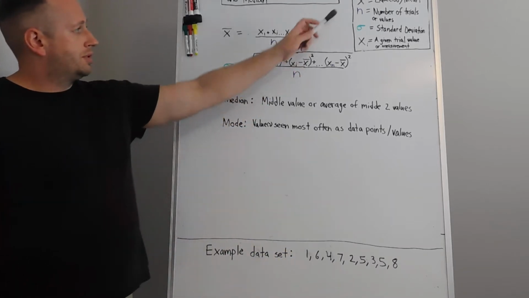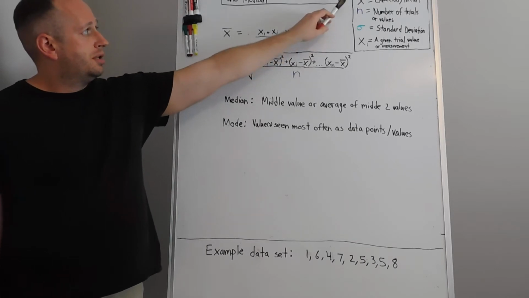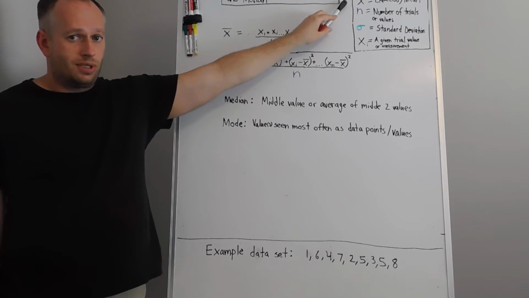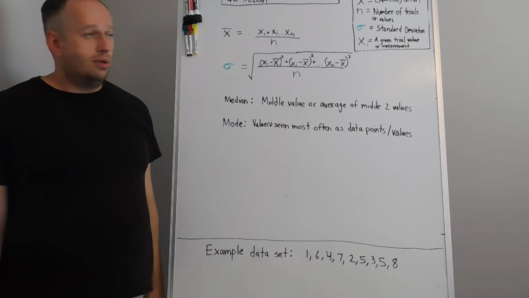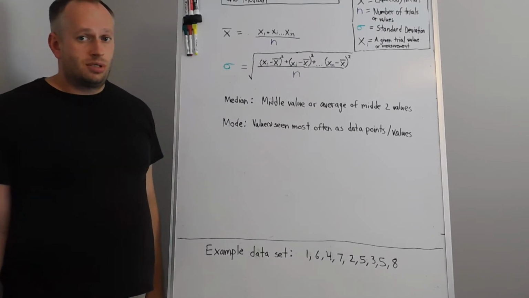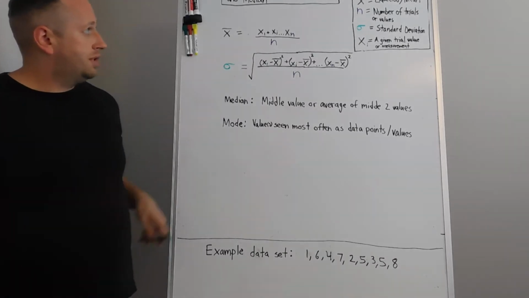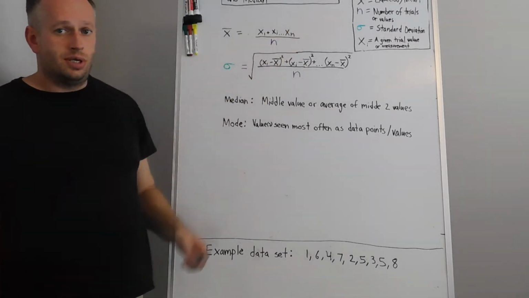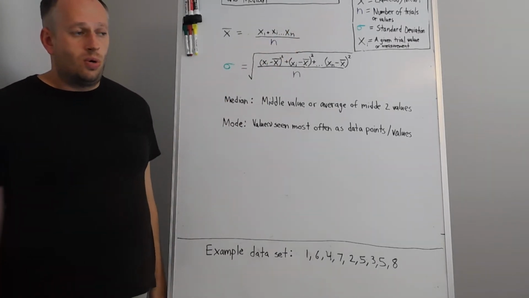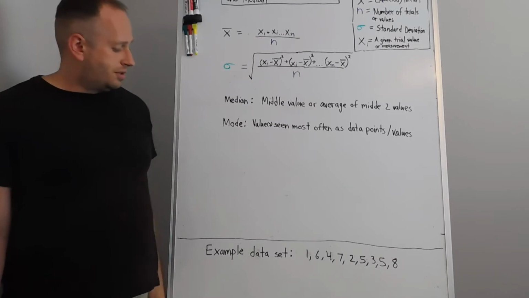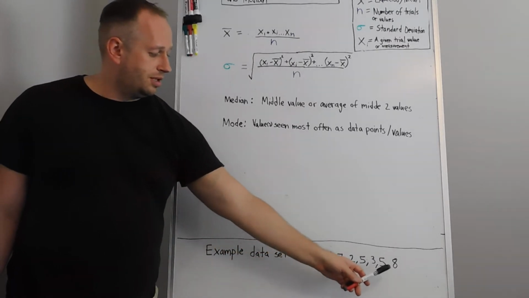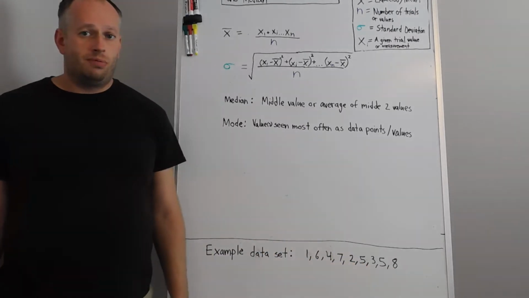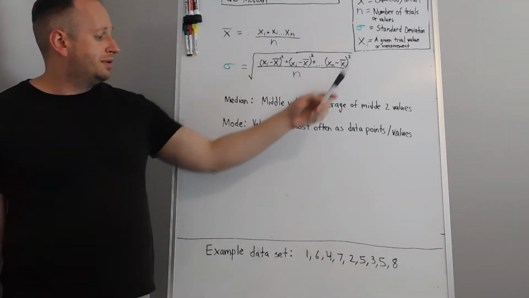So starting out, this is my key again. Whenever we see an X with a line over it, that is representing the average, also known as the mean in statistics. Whenever you see just a purple N, that's the number of trials or the number of data points in a whole set. Like here, there would be 1, 2, 3, 4, 5, 6, 7, 8, 9. There'd be 9 of them, so N would be 9 for this.